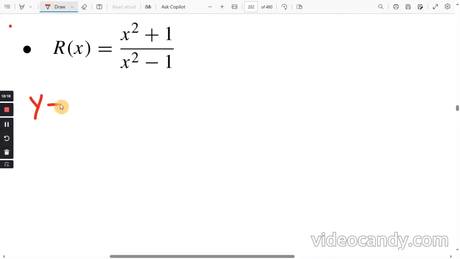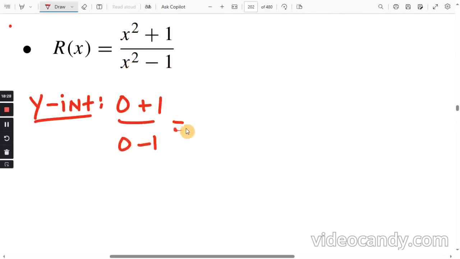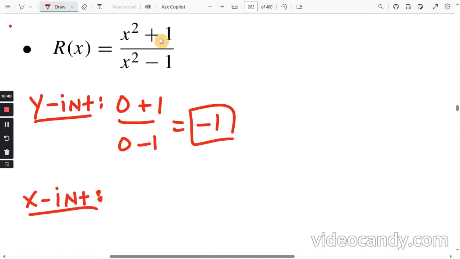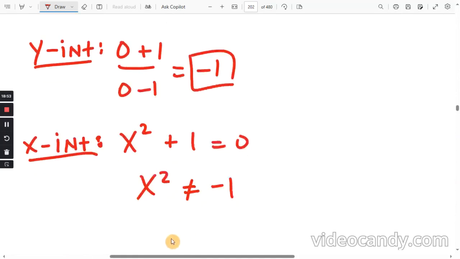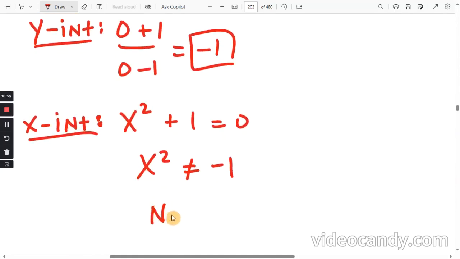Let's do the y-intercept. That means x equals 0, so we have 0 plus 1 divided by 0 minus 1. 1 over -1 is -1. And for the x-intercept, numerator equals 0, x squared plus 1 equals 0. Minus 1 on both sides, you get x squared equals -1. That can never work unless it's imaginary. So for the x-intercept, there is none.